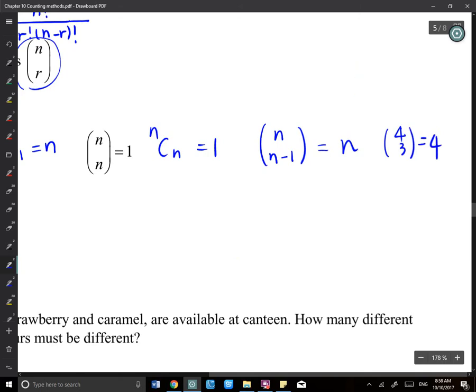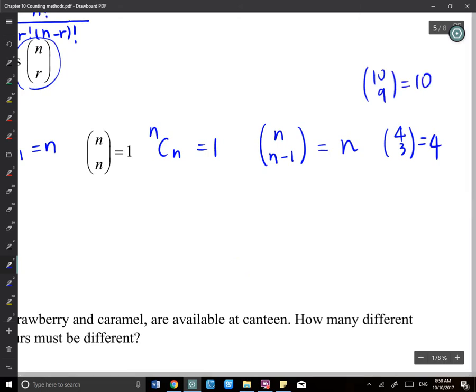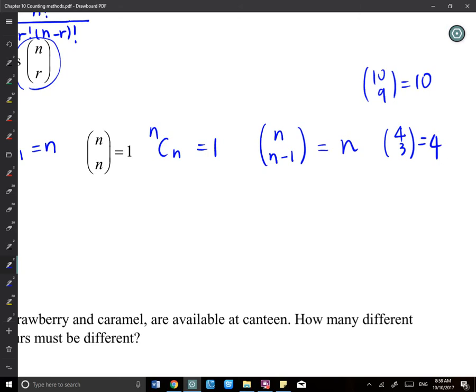5, 10, 9 that equals 10. Okay, so why is that? For example, there are 10 things. I want to select 9 things from it. How many ways can I do it?